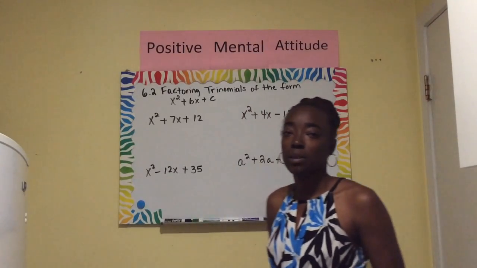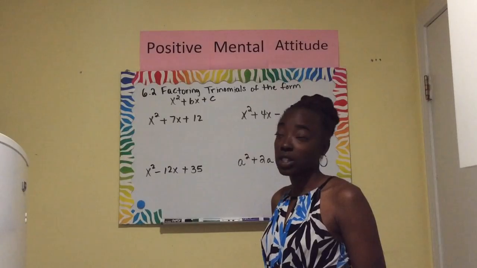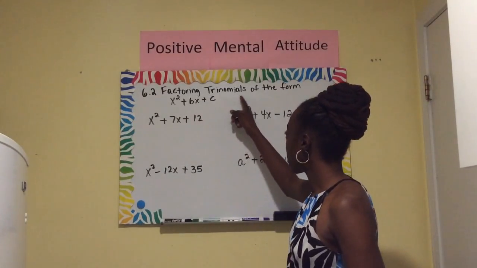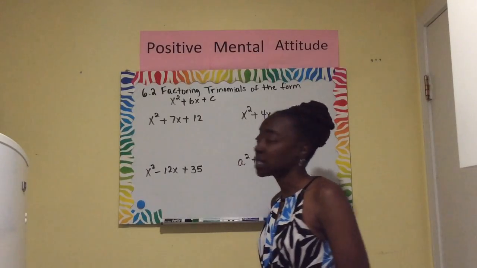This is Professor Reed bringing you a review on Chapter 6, Factoring Polynomials, Section 2, Factoring Trinomials of the form x squared plus bx plus c.